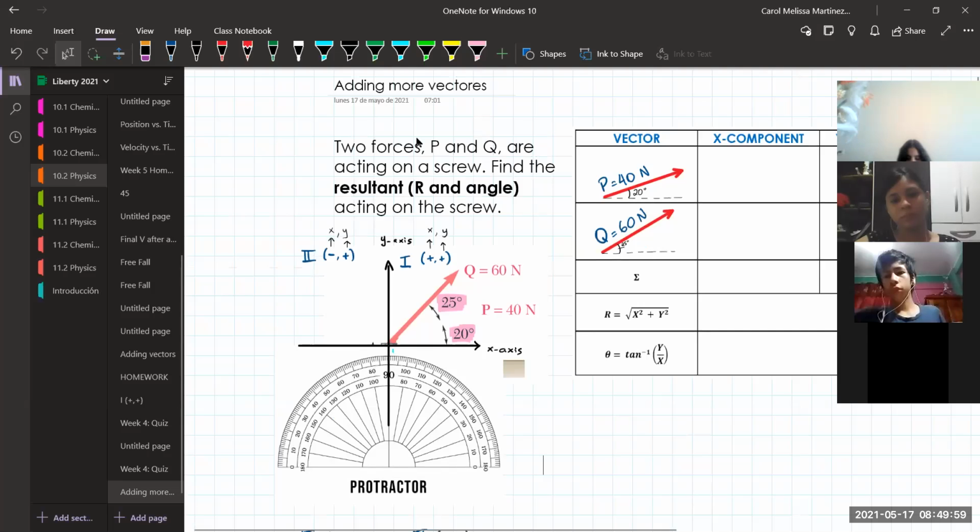I'm going to draw again the vector Q. And I'm going to draw it from here, okay? So I did it again. I did my vector Q again, and I'm going to place it in my protractor.